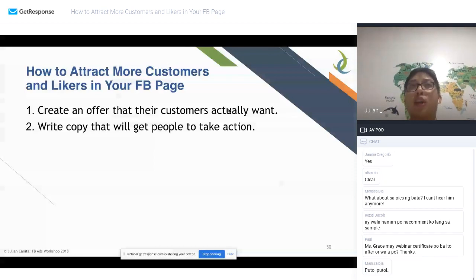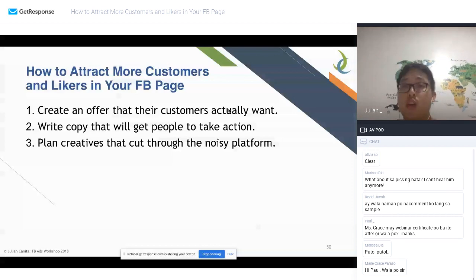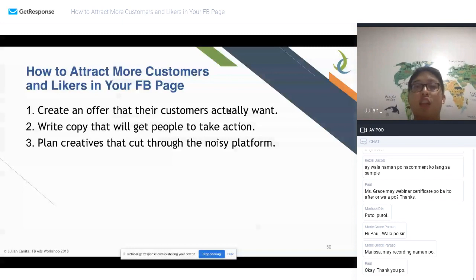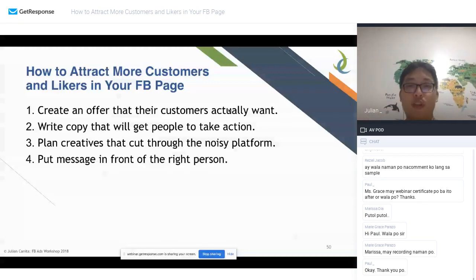That's the same with your copy. If you're able to connect with people, then they're likely to like your page, follow you, and eventually even inquire. Number three, plan creatives that cut through the noisy platform. There are a lot of people vying for attention, and you have to compete with many different people and pages for the attention of your target audience. So creatives really help you get your message through. And then finally, after all of this has been prepared, make sure to put it in front of the right person.